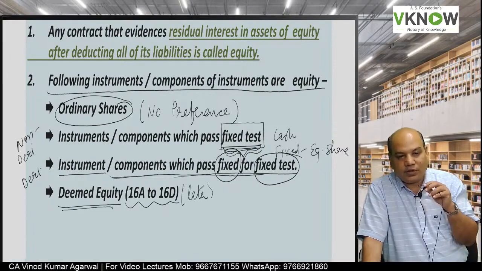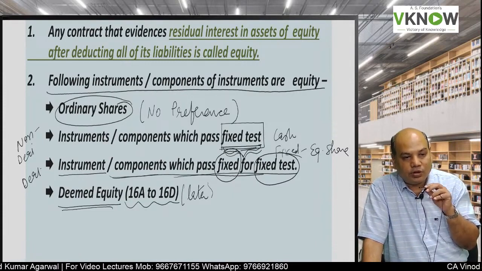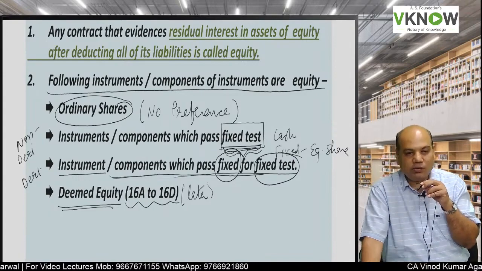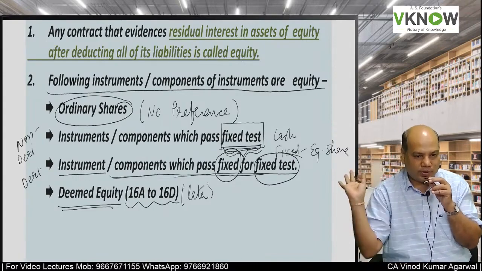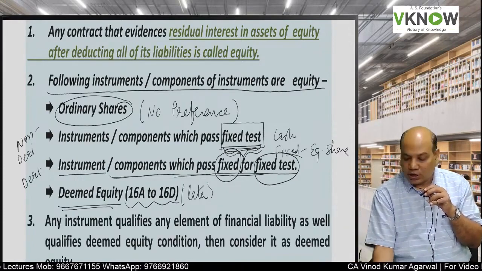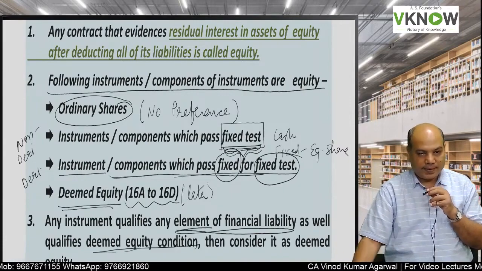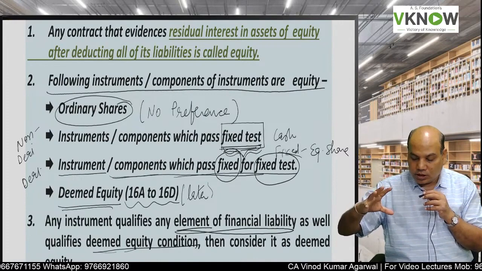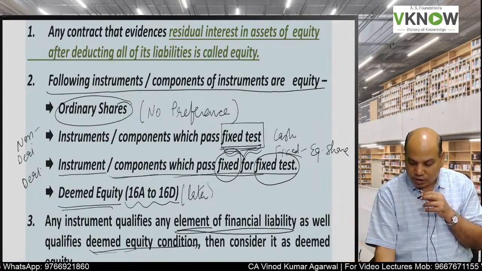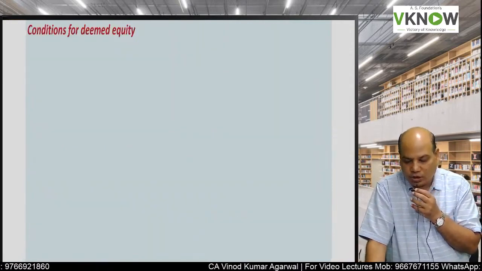Deemed equity means they have the feature of financial liability and they have the feature of equity also. So the standard says you please call them deemed equity only and they will be treated as equity instrument. So this we will discuss later. If an instrument has features of both financial liability and equity, and it qualifies for deemed equity, then the standard says it will be deemed as equity instrument.